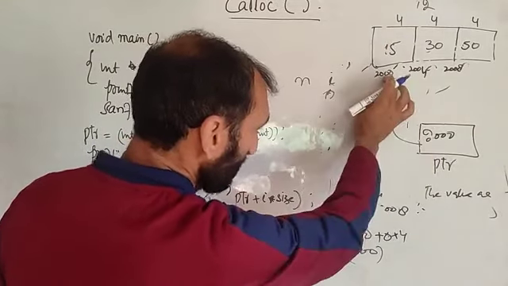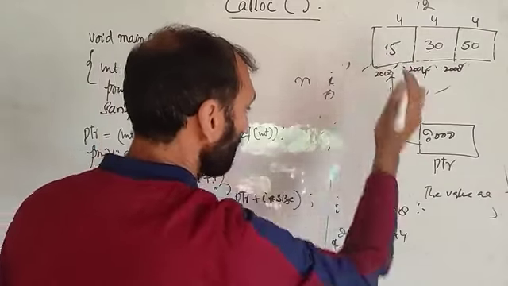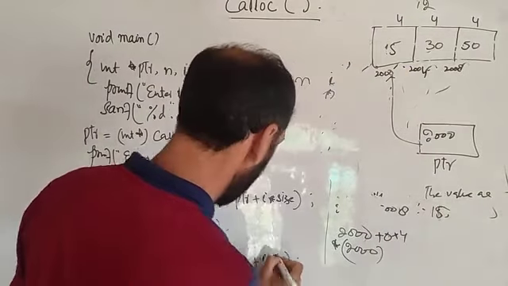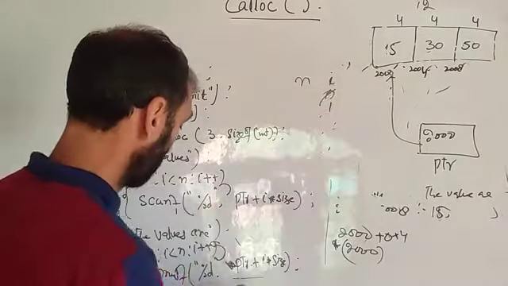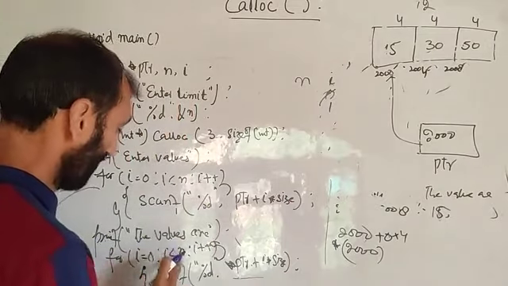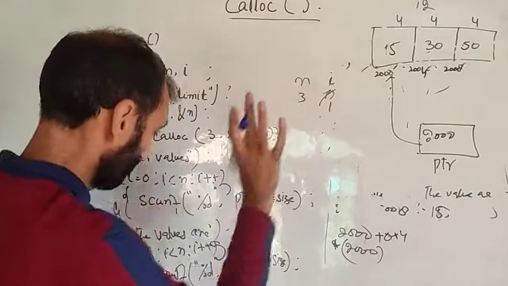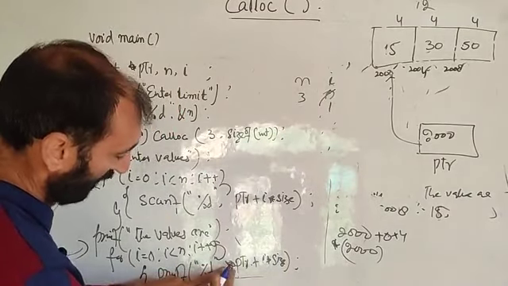2000 is the address, that is, value at address. The value at 2000 is 15. Here the 15 will get printed. After that, the control will go to i plus plus. That means it will become 1. Now i less than n, 1 is less than n, which is 3. The condition is true.